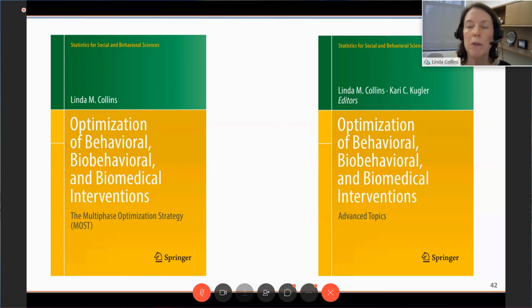With the decision priority perspective, you don't have the luxury of saying we don't know. You have to make a decision on each component. Is it in or is it out? Is it going to be the high level or is it going to be the low level? The whole idea here is you have to use the information you have. It may be imperfect, but you have to use it to make your decisions about what's going to go into the optimized intervention.